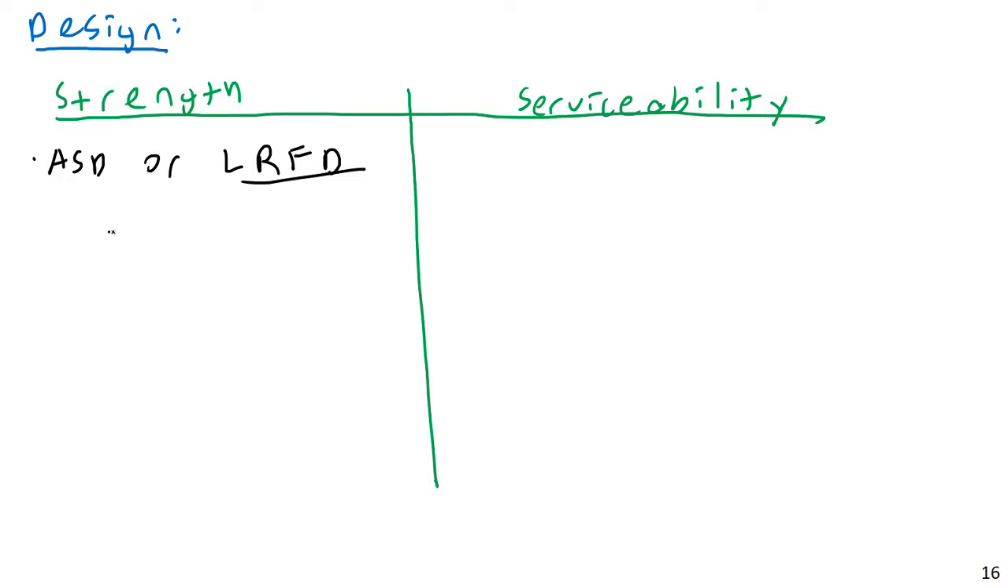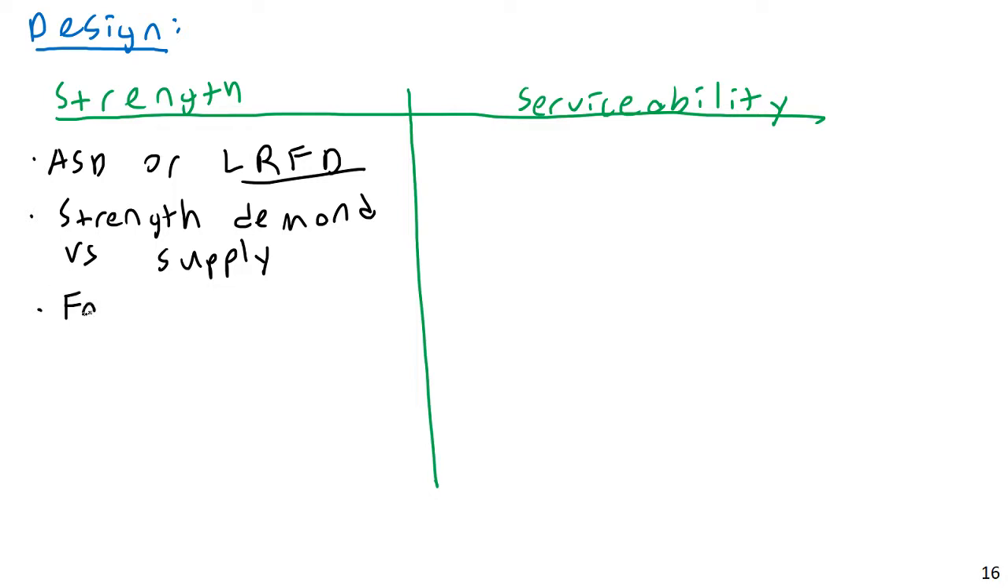The whole idea is that, for example, if you're dealing with an axial load, this is all based on strength, demand versus supply. We're going to use factors that increase the loads, so we're using factored loads and factored resistance. These factored loads are going to magnify the effects of the load.